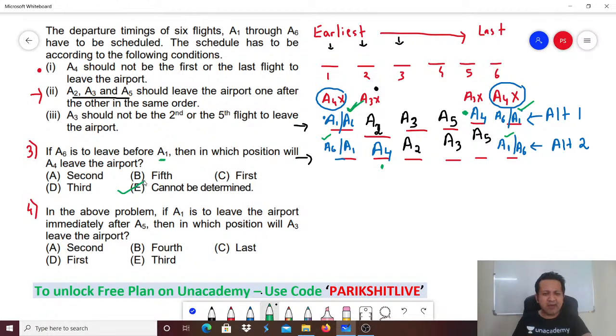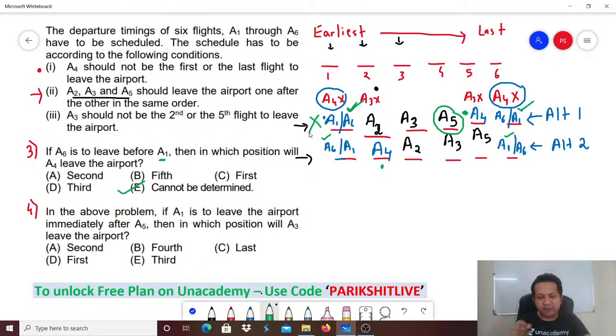Next, in the above problem, if A1 is to leave the airport immediately after A5, A1 immediately after A5. Now, where is A5? In alternative 1, A5 is here. But immediately after A5, already A4 is there. It means alternative 1 is not possible.